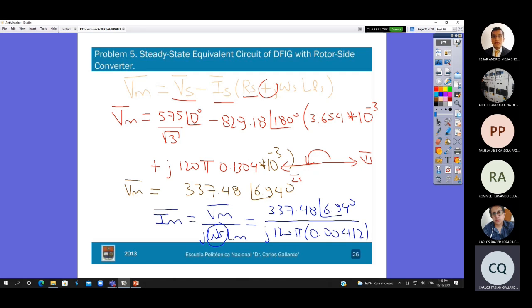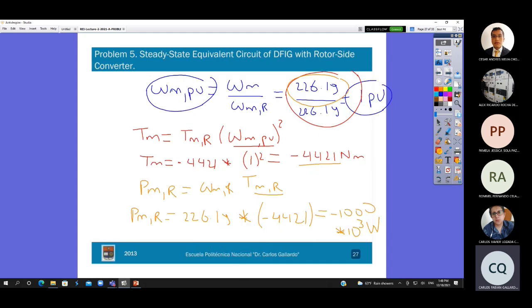Okay, therefore the magnetizing current is equal to 270.28 with negative 83.1 degrees. Okay, this is amps. This is the root mean square value. Okay, so let's continue.